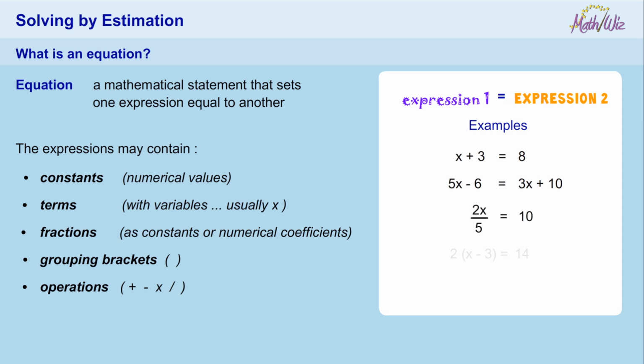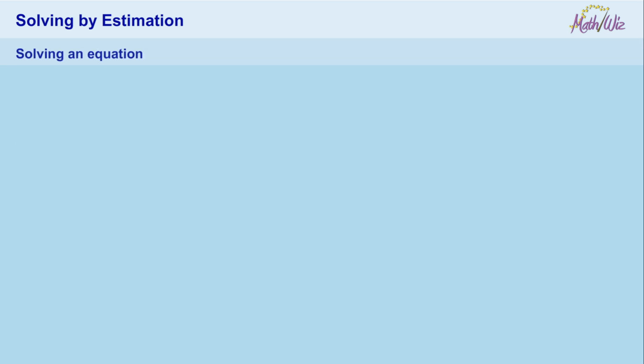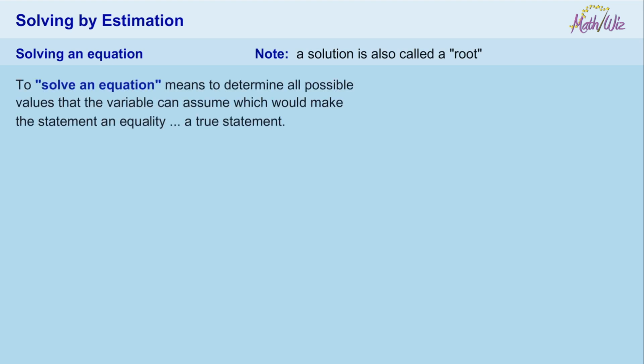All of the equations that you see to the right are linear equations. That's the focus of this lesson. Let's now see what solving an equation means, and then we'll try some examples. To solve an equation means to determine all possible values that the variable can assume which would make the statement an equality, in other words, a true statement. For a statement to be true, the left side of the equation should equal the right side of the equation when the variable has been replaced by the solution and all calculations are simplified.